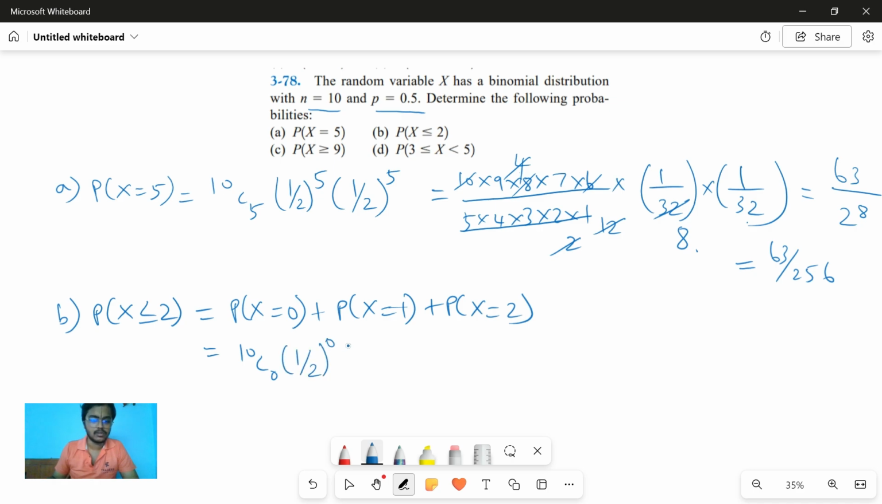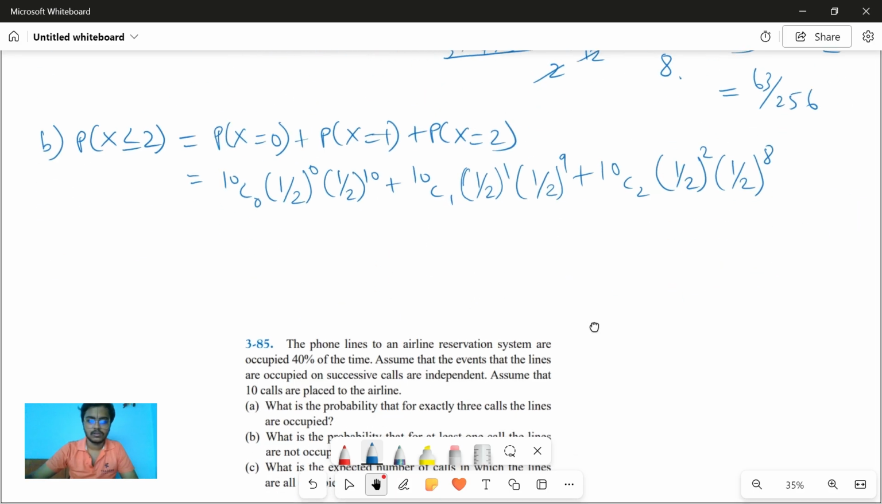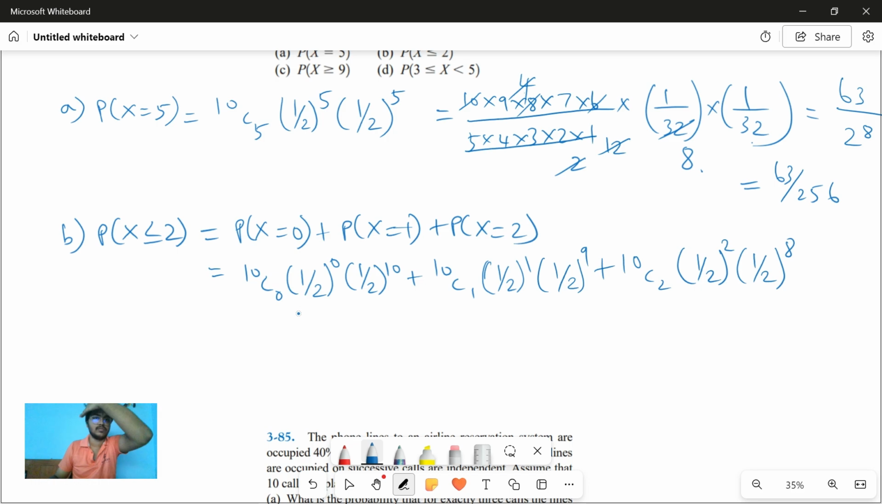Now (1/2)^0 × (1/2)^10 plus 10C1 × (1/2)^1 × (1/2)^9 plus 10C2 × (1/2)^2 × (1/2)^8. Sorry, there's no space here, no problem, we'll solve it inside.